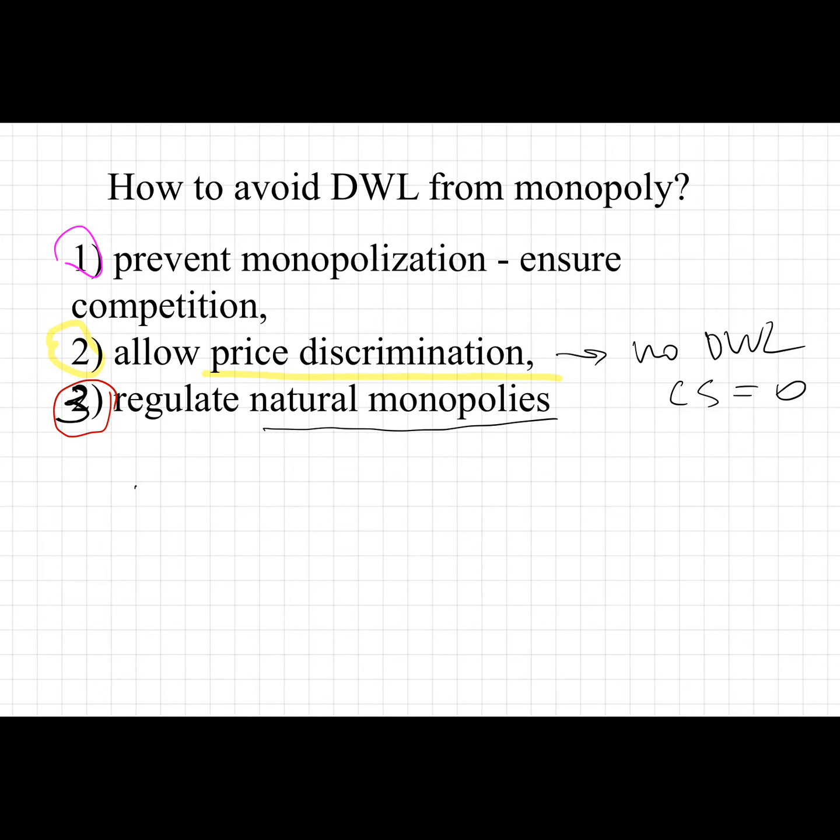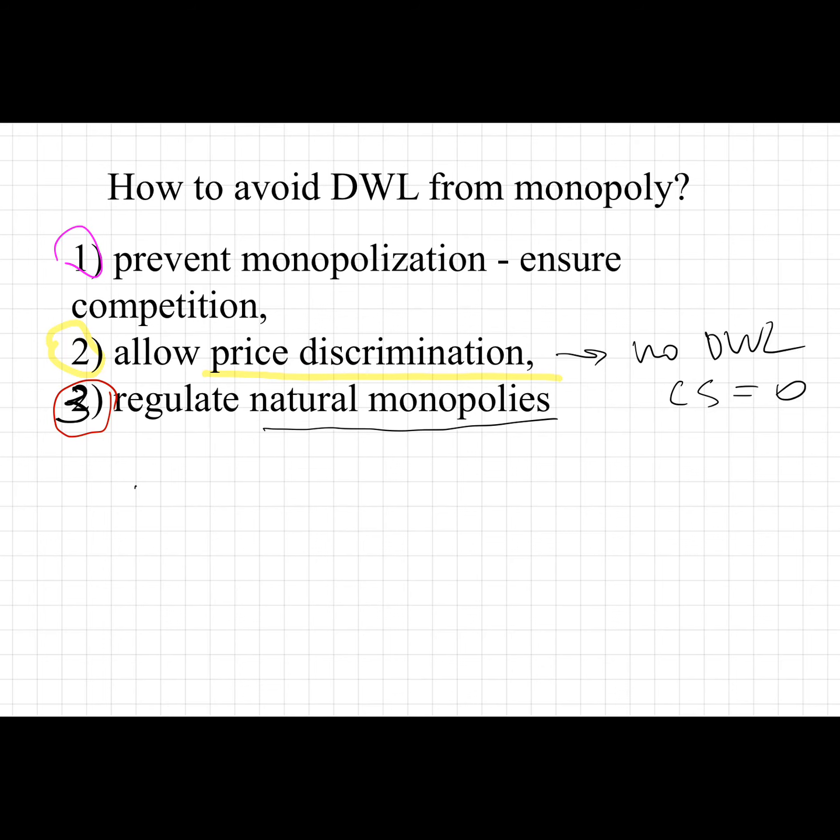So what we're talking about? We're talking about different possibilities to avoid deadweight loss from monopoly. So number one, prevent monopolization. That's the easiest way, and that's why we have antitrust laws. Number two is pretty much hoping that price discrimination would take care of the problem. And number three is regulating something called natural monopolies.